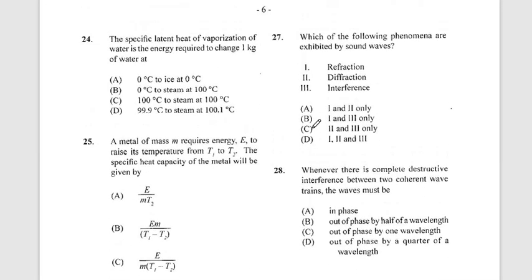24. The specific latent heat of vaporization of water is the energy required to change 1 kg of water at 100 degrees Celsius to steam at 100 degrees Celsius. C.